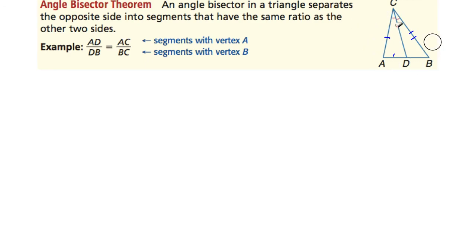So AD to DB, AC to BC. So side to side, side to side. So if we have, throwing out numbers there, 3 to 6, we can see that's the same as 1/2, then that would be 5 to 10. AD to DB is the same as AC to BC, same proportion, same scale factor.